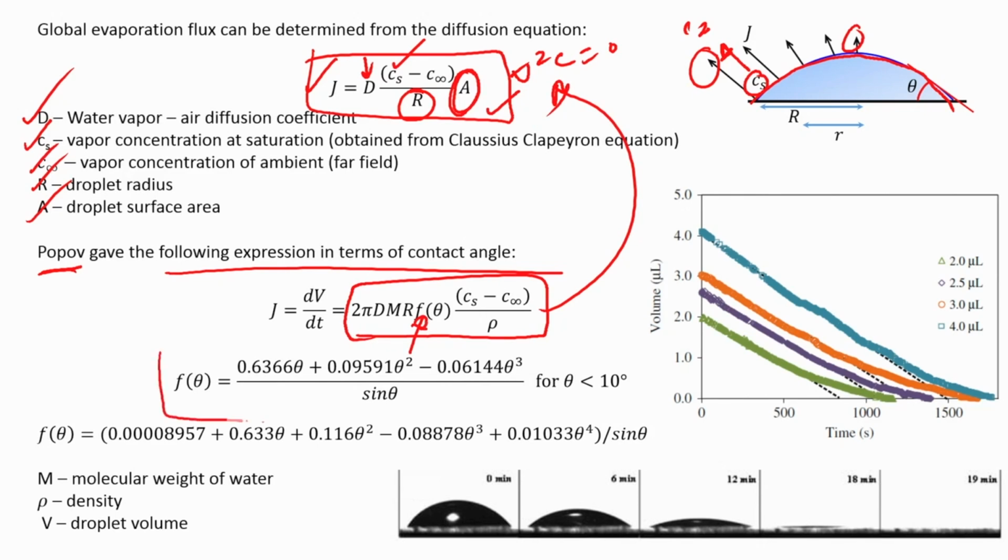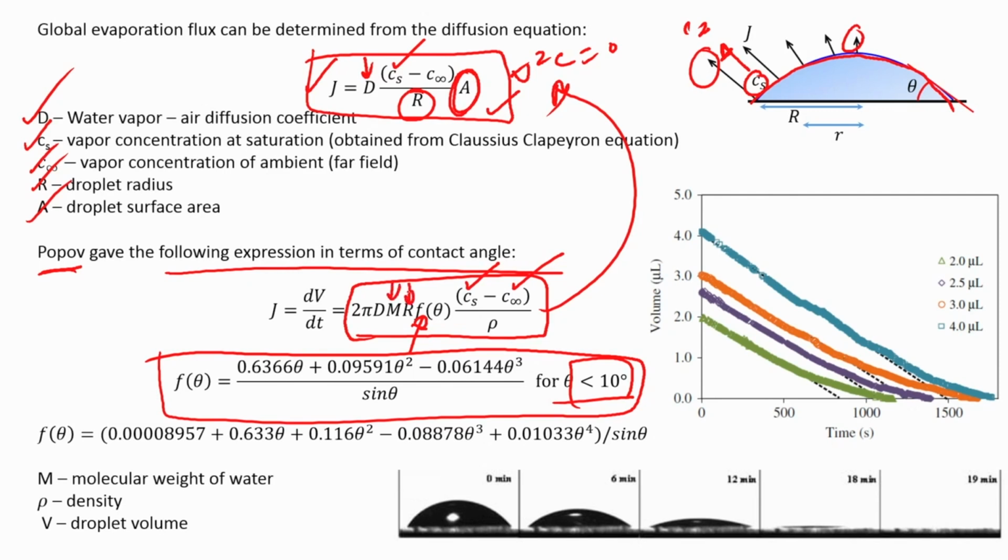F theta is given by this for contact angle less than 10 degrees, okay. So, that is what you have over here. And this is Cs minus C infinity, the same expression that you had before. This is the molecular weight, this is the corresponding radius of the droplet, this is the droplet volume, right, okay. So, he proposed two regimes, one for less than 10 degree contact angle, and this one for more than 10 degree contact angle, got it. This is what Popov actually proposed.